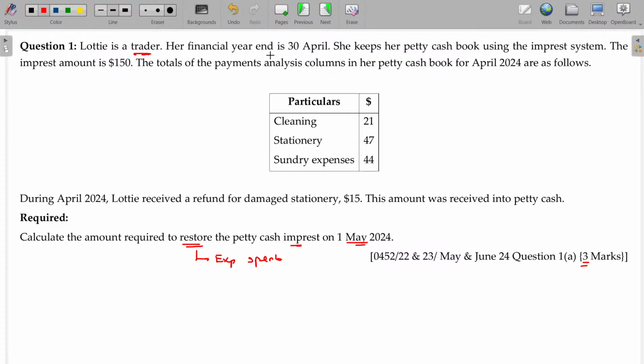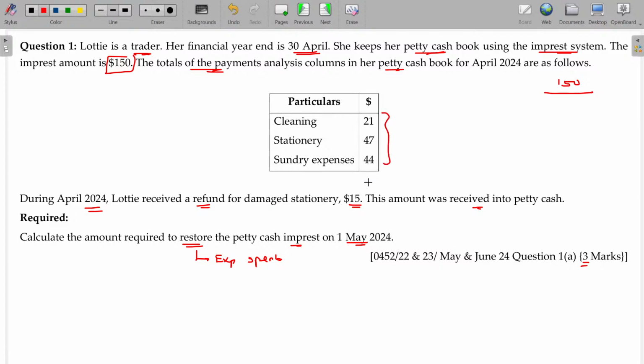Loti is a trader. Her financial year ends on 30th April. She keeps her petty cash book using the imprest system. The imprest amount being 150. That 150 is the beginning value. And the totals of the payments analysis column in her petty cash book are as follows. During April 2024, Loti received a refund for damaged stationery, 15. This amount was received into petty cash.